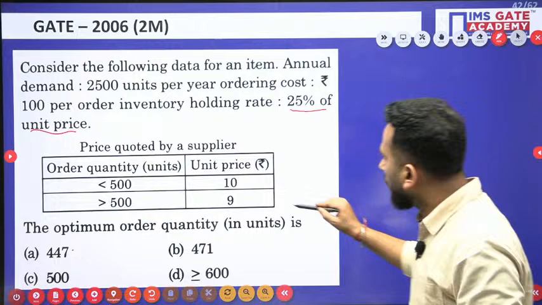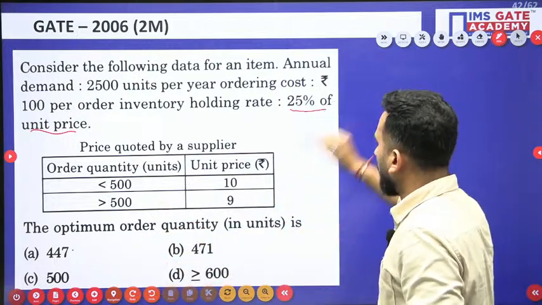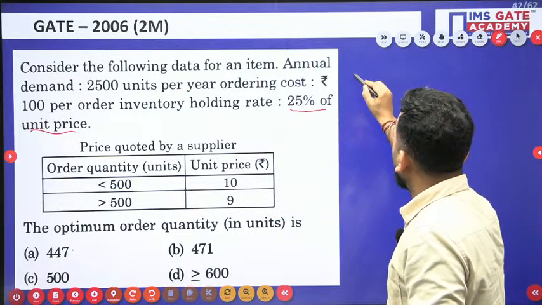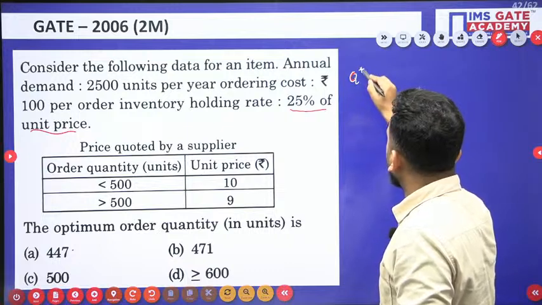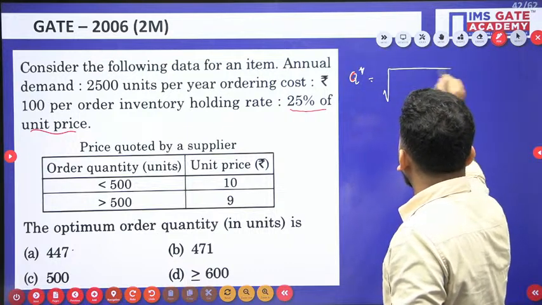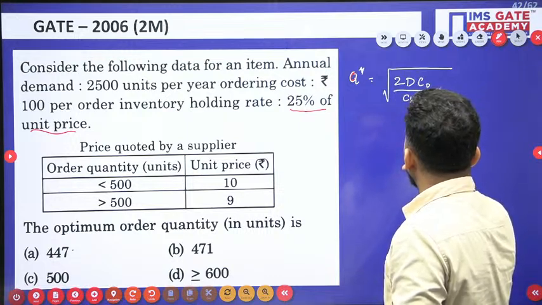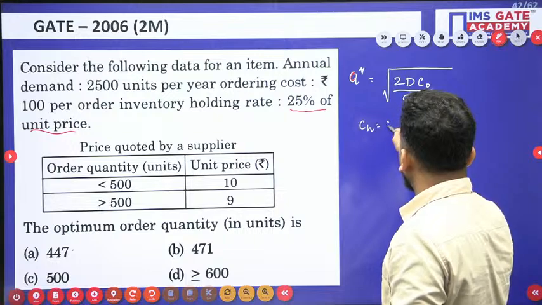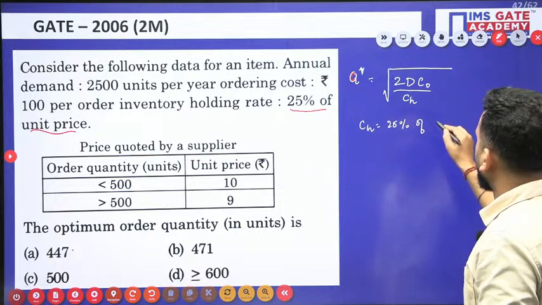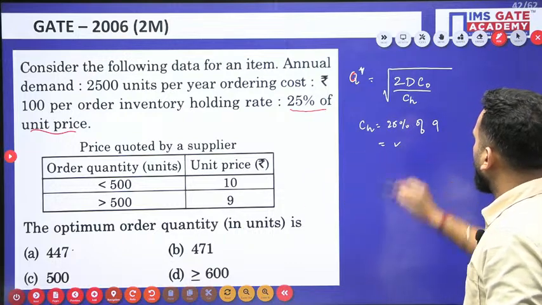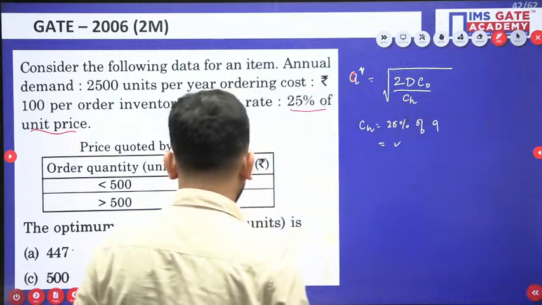Now you will always start from below. So you are finding the EOQ. What is Q star? Q star will be root over 2D C naught by CH. But CH is 25% of unit price, and I will take unit price as 9. So you will get something. I will tell you what you will get.